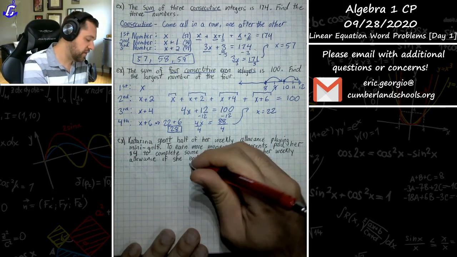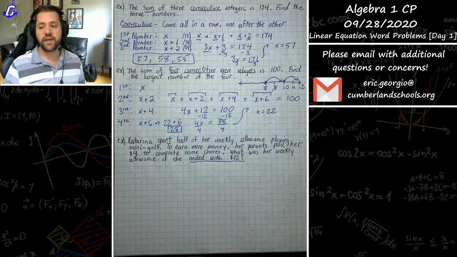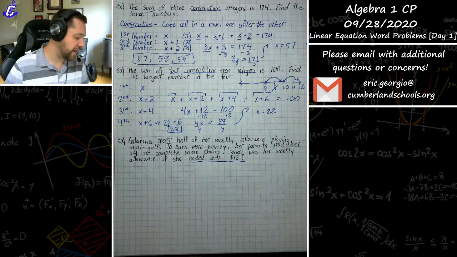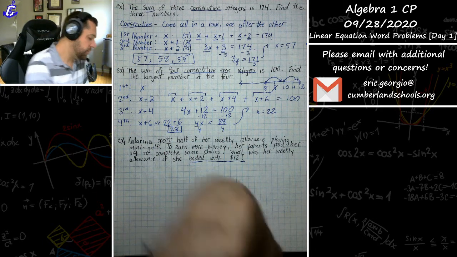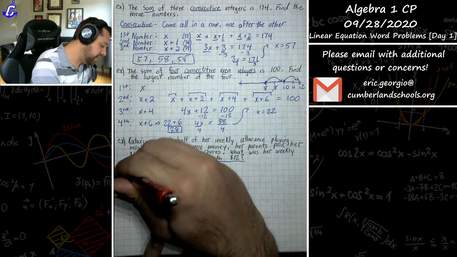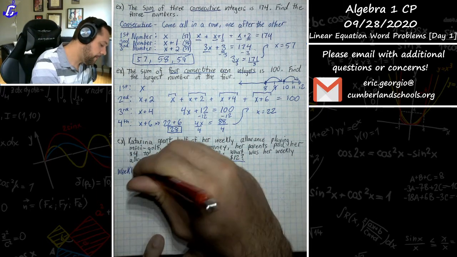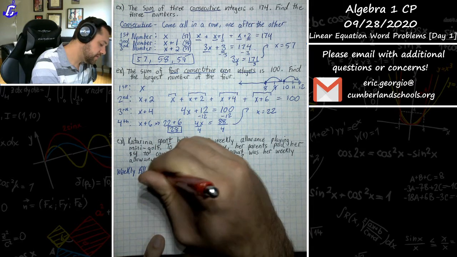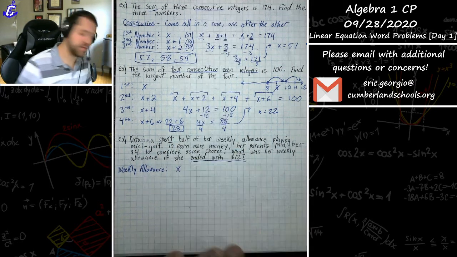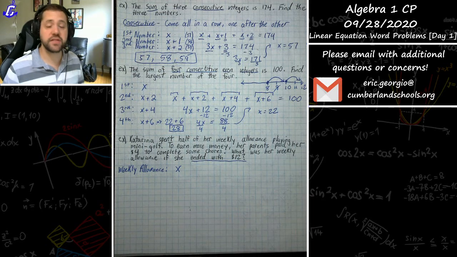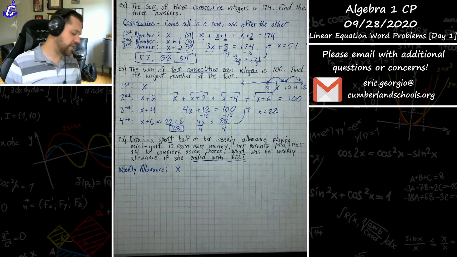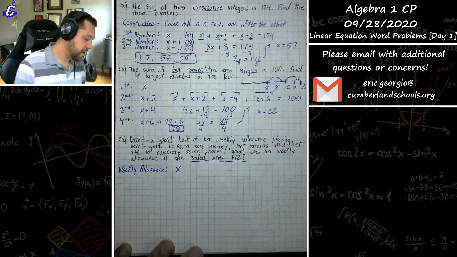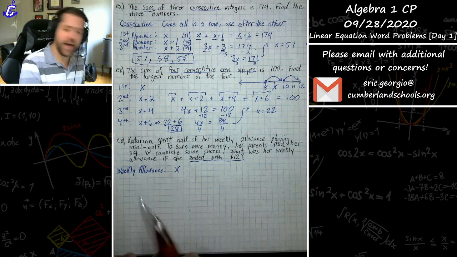So this good keyword here, ended with $12, means that we're going to be equal to $12 at the very end. Okay? Well, suppose that her weekly allowance started out as x dollars. I don't know how much her weekly allowance was. That's what I'm trying to find. So let's start that out as x, right? I'm going to say, well, she spent half of that playing mini golf.